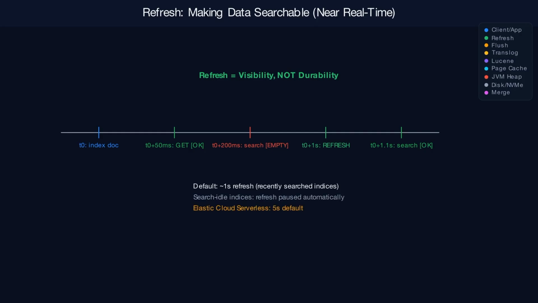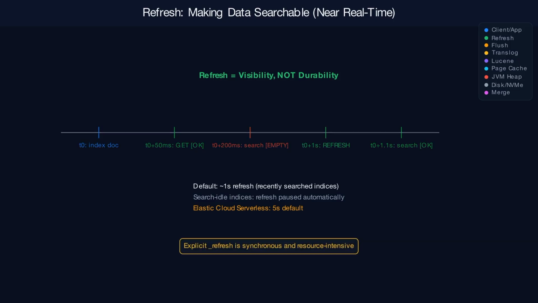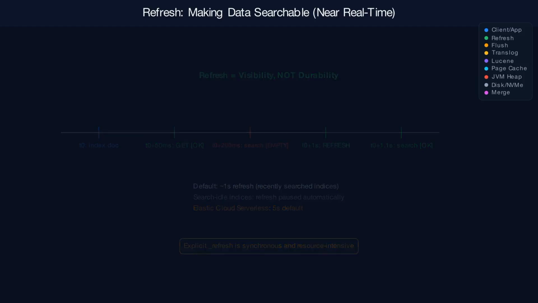By default, Elasticsearch refreshes about every 1 second, but only for indices that have received search requests recently. This is called search idle behavior. In Elastic Cloud Serverless, the default refresh interval is 5 seconds. And calling refresh explicitly is synchronous and resource-intensive, so it should be avoided in hot paths.